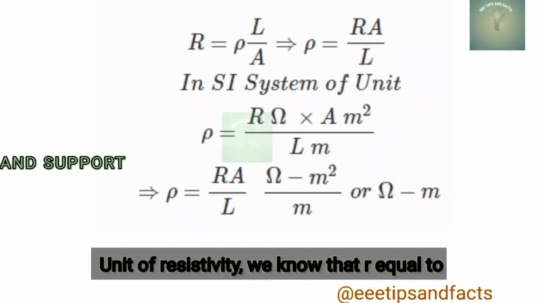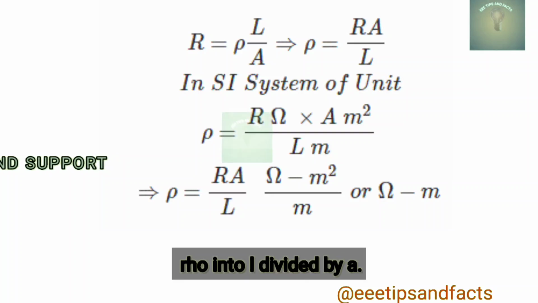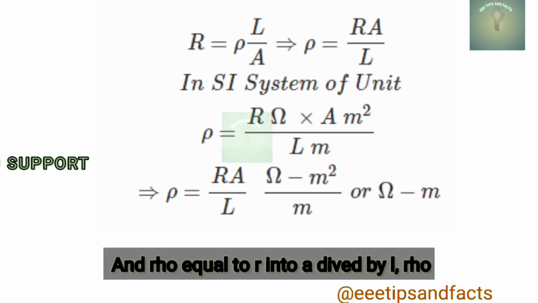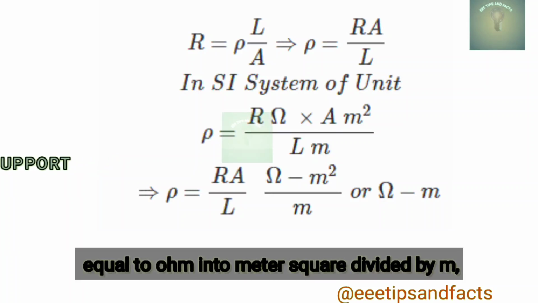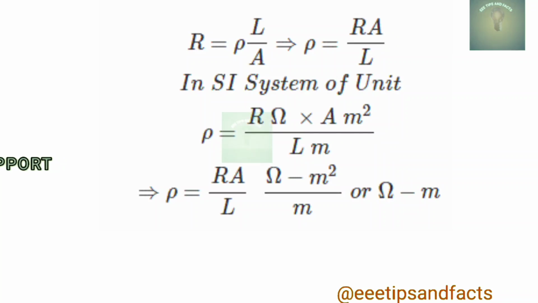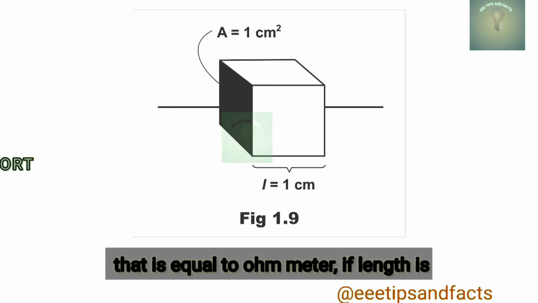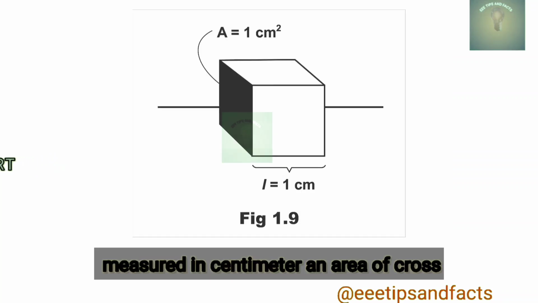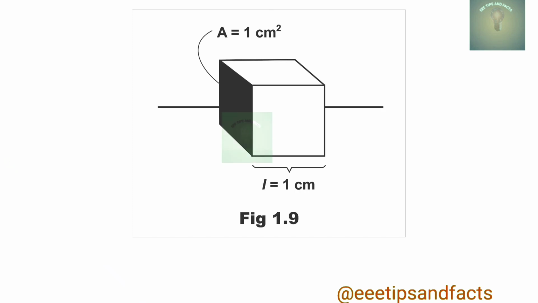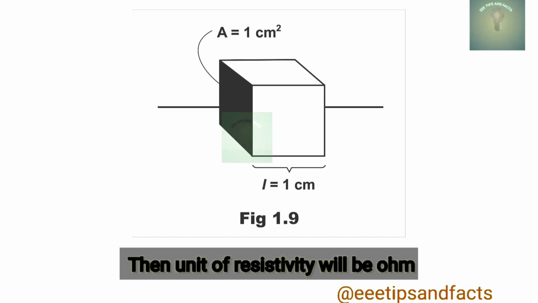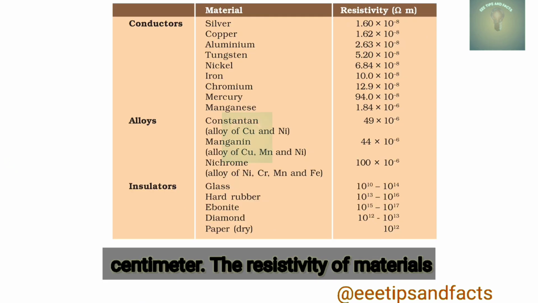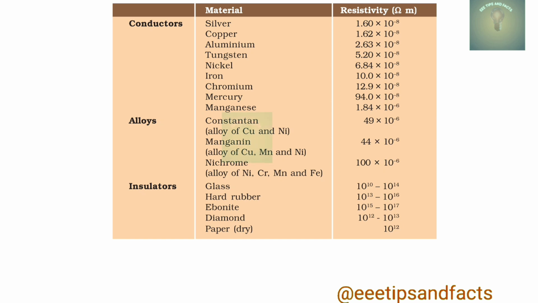Unit of resistivity. We know that R equals ρ into L divided by A, and ρ equals R into A divided by L. Rho equals ohm into meter square divided by meter, that is equal to ohm meter. If length is measured in centimeter and area of cross-section in centimeter square, then unit of resistivity will be ohm centimeter. The resistivity of materials varies over a wide range.